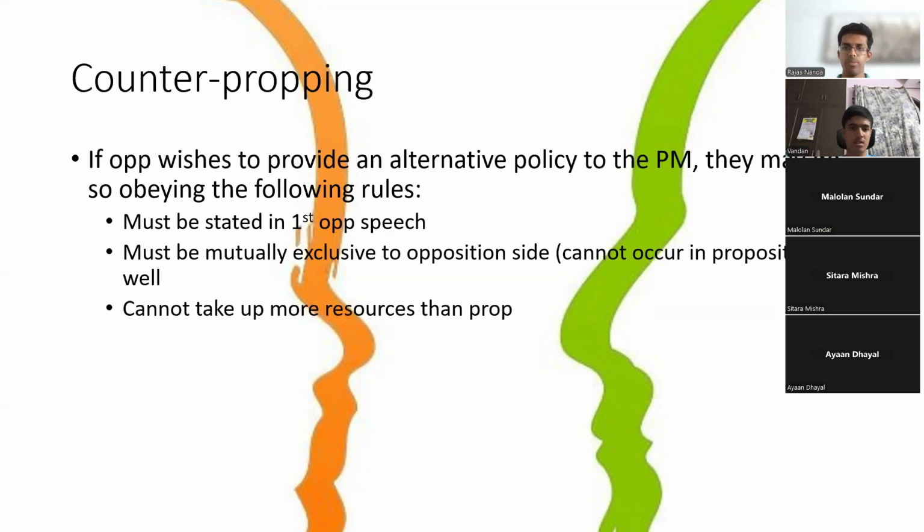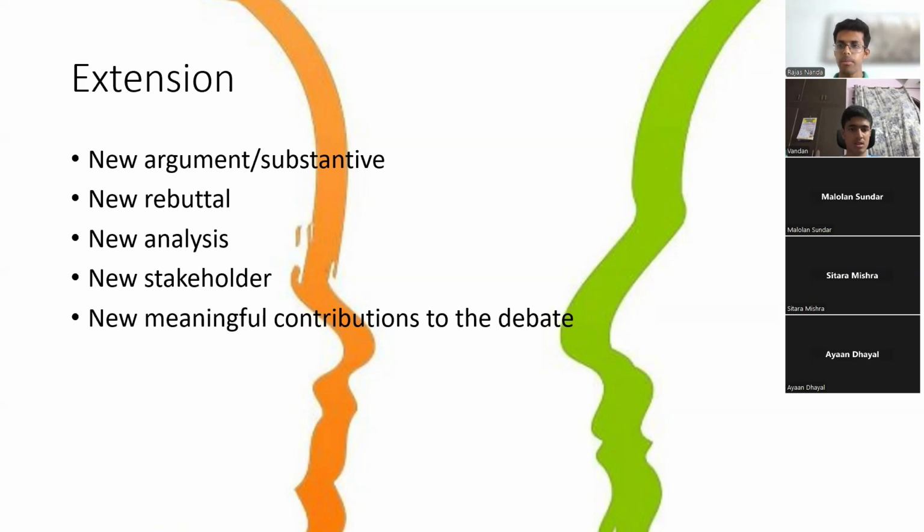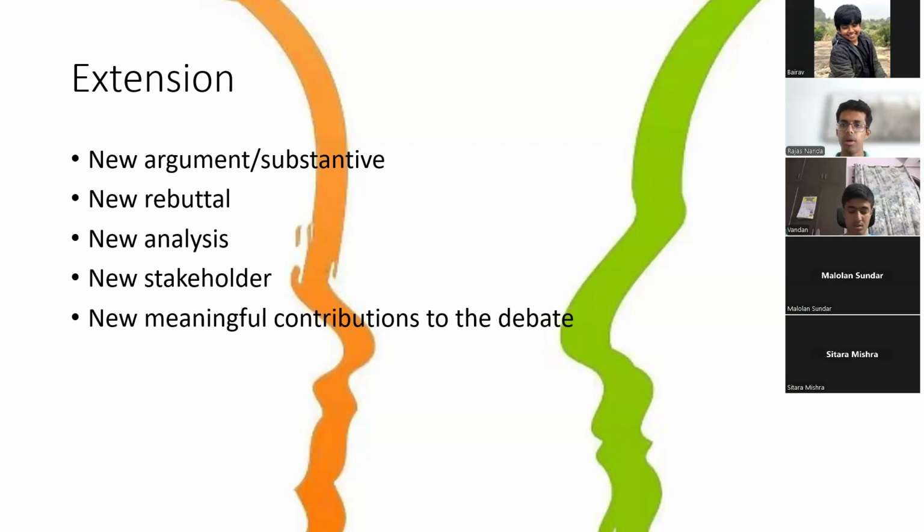Okay, that's all for the speaker roles. Any questions before I move on to the last bit? And honestly, all of this will be a lot clearer once you do a practice debate and see how it all works. Bhairav?